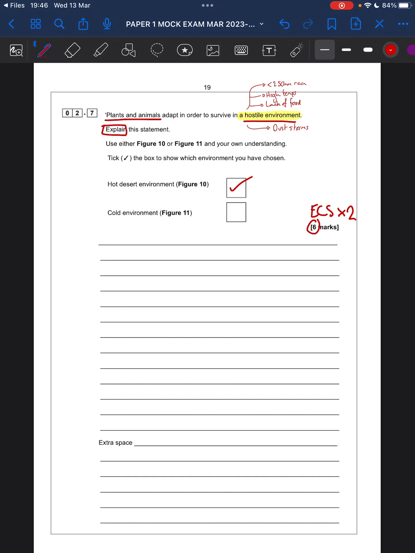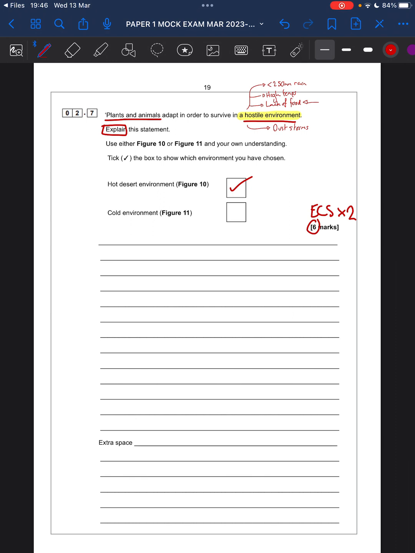What you then needed to include was how this is important because in this hostile environment there is a lack of food. Or because of the high temperatures and lack of water, there is a lack of food. Or camels have long double layer eyelashes. This keeps sand out. This is important because there are often dust storms and sandstorms in the desert.